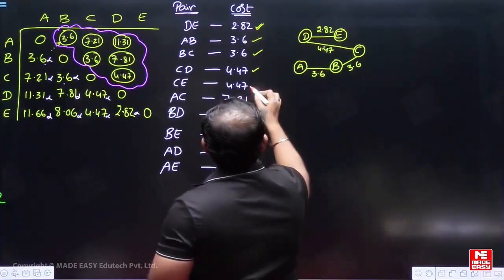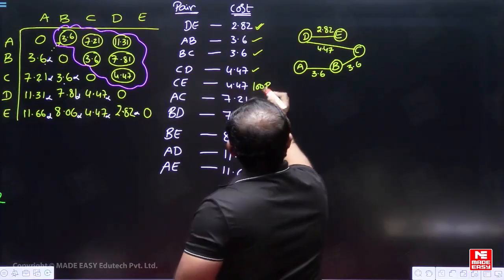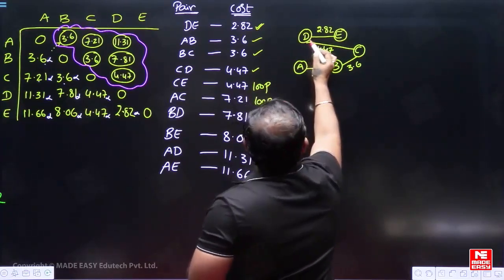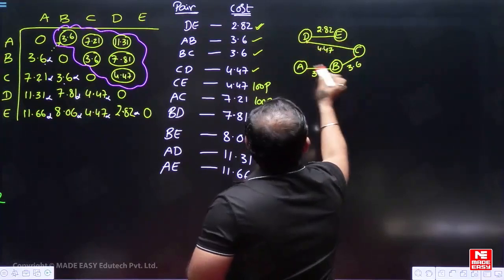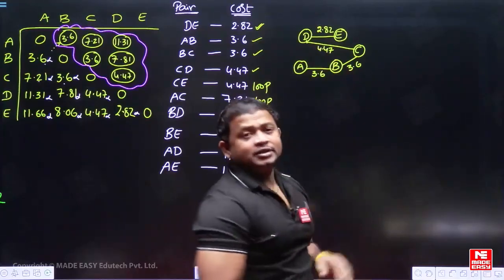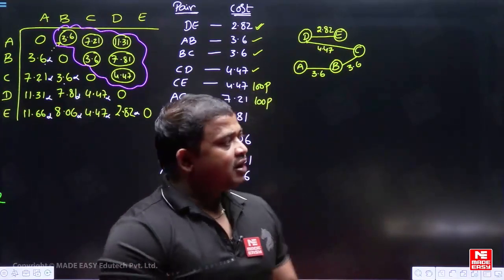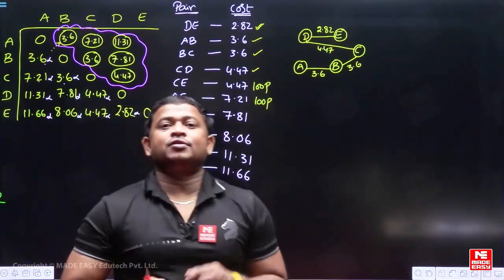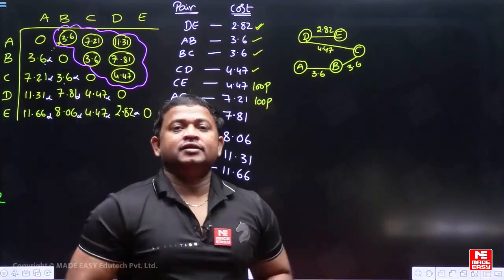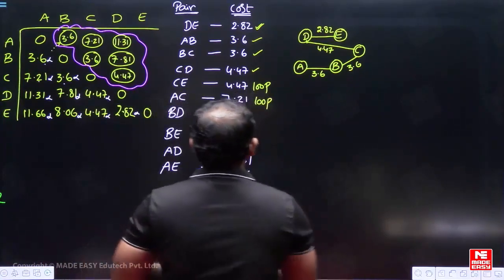Is it okay? Then CE: if you take CE, this is a loop. Then AC, that is also a loop. You know one thing: total nodes are 1, 2, 3, 4, 5. Five nodes means 4 edges. So all 4 edges are present. So if n nodes are there, there are n minus 1 edges. Every node is connected with at least one edge already.